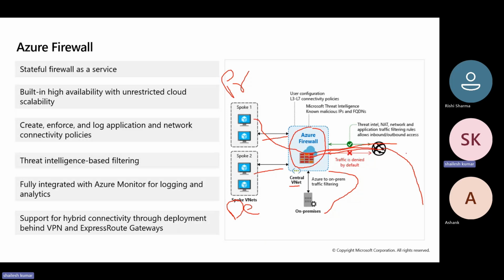So by default, all incoming traffic is blocked here. If you want to allow, you have to create the rule within the firewall. You can create a NAT rule within the firewall for network address translation. You can create an application rule to allow the application like HTTP or HTTPS. You can create a network rule to allow network service like DNS, DHCP like that. So this firewall gives you security on layer 3 as well as layer 7. Support hybrid connectivity through the deployment behind VPN and ExpressRoute.